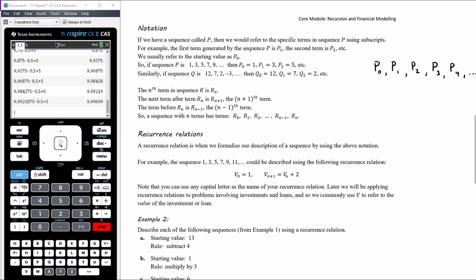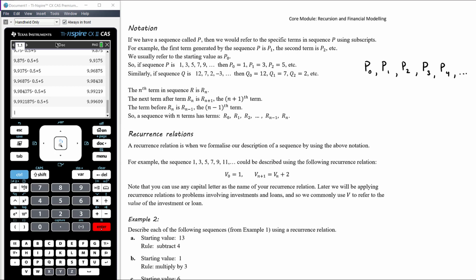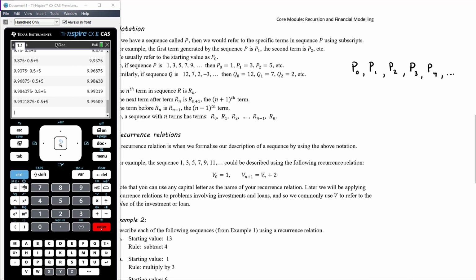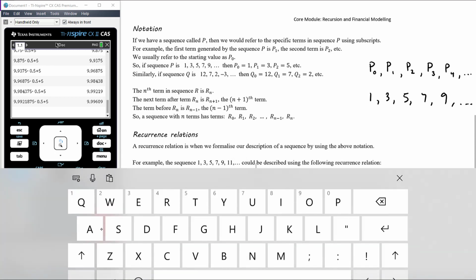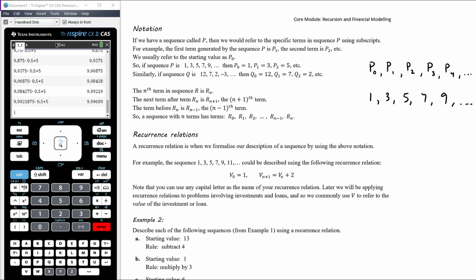Okay, so if the sequence P is the one we talked about at the beginning, so 1, 3, 5, 7, 9, etc., then P0 would be 1, and P1 would be 3, and P2 would be 5, and P3 would be 7, and P4 would be 9, etc. Okay. So that would be how we would talk about the sequence.